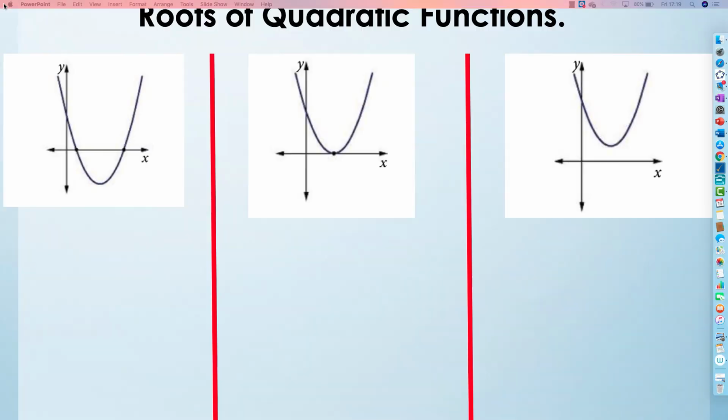So, with quadratic graphs, you don't have to worry too much about the third one, but the first two are very important that we know what's going on. So, in our first one, the graph intersects the x-axis twice. So, it has 2 real roots.